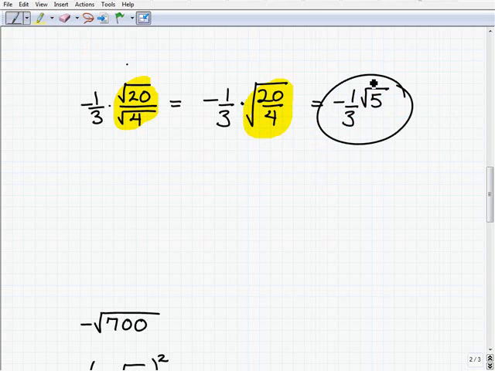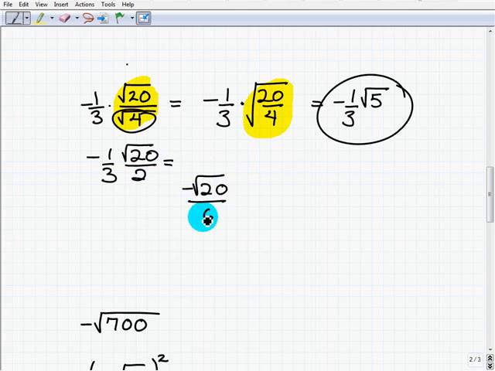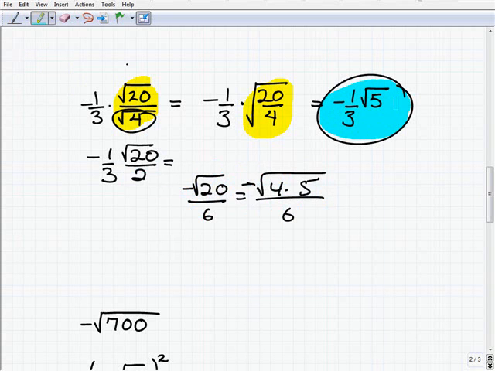So this is the same thing as negative 1/3 times the square root of 5, and I'm done. You could have also done this, negative 1/3 times the square root of 20 over the square root of 4, which is 2. Then you would have had negative 20 over 6, and then with this 20, there's a 4 times 5, a perfect square, and you have to take that perfect square out. But you can see here, in my opinion, the way I approach the problem is a much simpler, cleaner way.